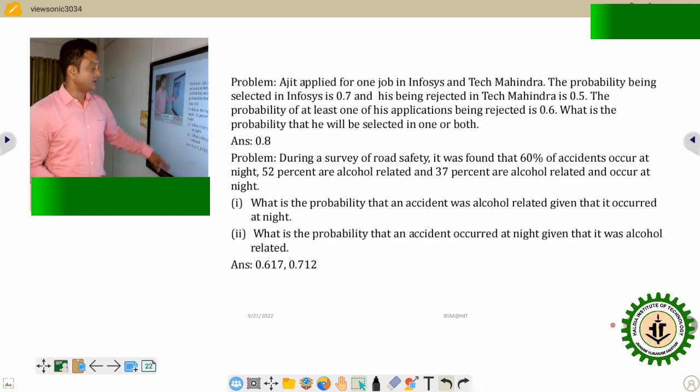This is the first part we are finishing today. Next day we will start the probability distribution.